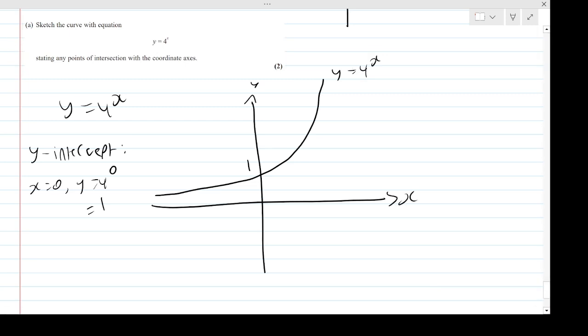Okay, so that's it for exponentials. So hopefully you're comfortable with the idea of an exponential function, so a number to the power of x, and what the graphs look like, and how we can use the graphs to transform it, and so on.